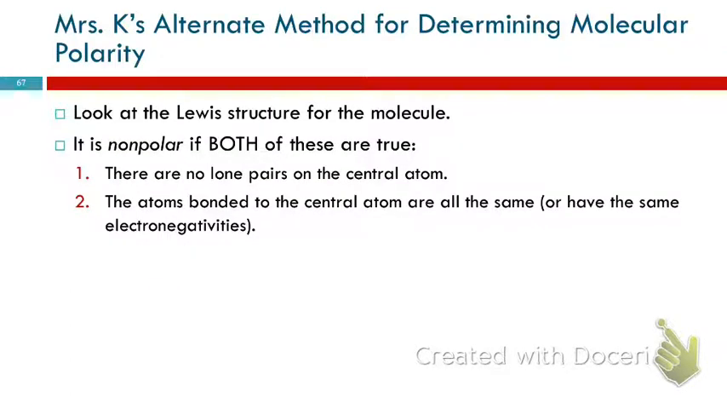Here's my alternate method. This works most of the time, and that's pretty good, if you ask me. So this is what you do. You have to start with the Lewis structure. Look at the Lewis structure.